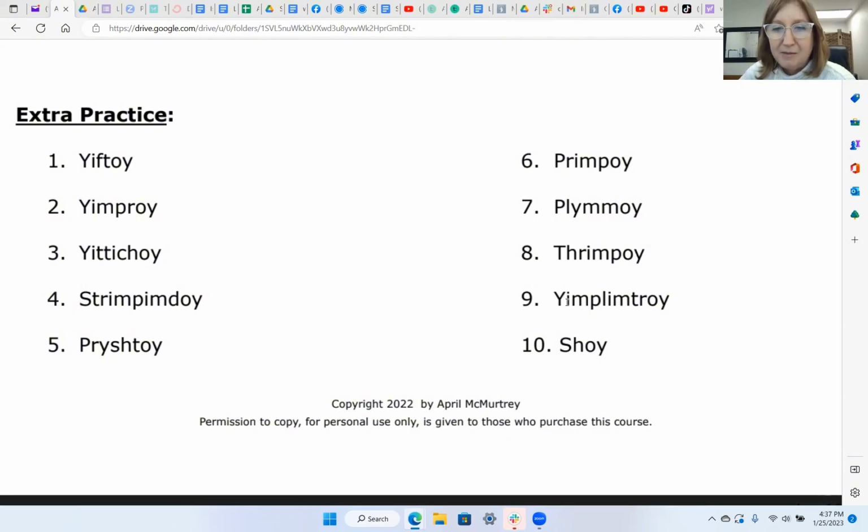Number nine, checking the sound of those vowels. Two consonants makes that one short. This one, two consonants after it makes it short. So that word is yimplimtroi. And number 10 is shoi.